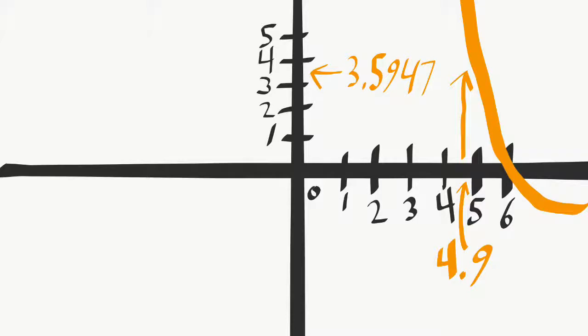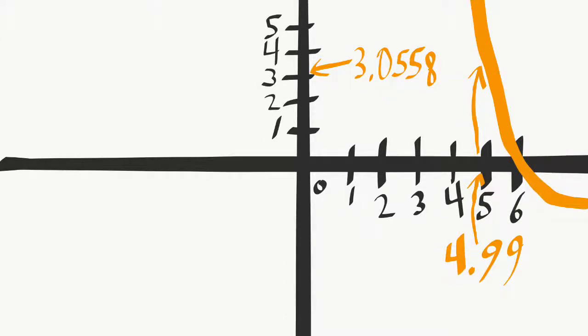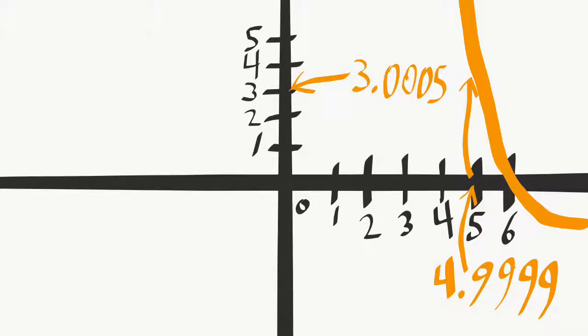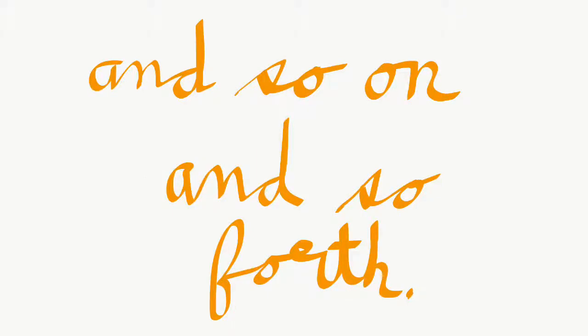If we plug in 4.9, we get 3.5947. If we plug in 4.99, we get 3.0558. If we plug in 4.999, we get 3.0055. If we plug in 4.9999, we get 3.0005, and so on and so forth.